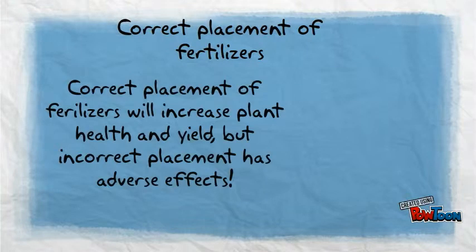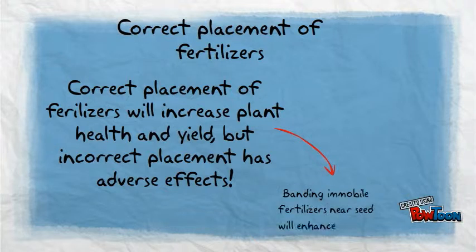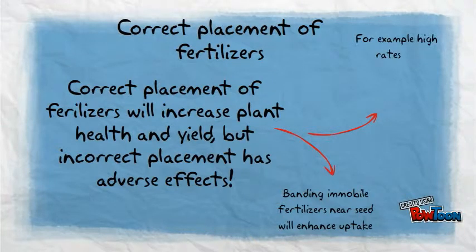Correct placement of fertilizers. Correct placement of fertilizer will increase plant health and yield, but incorrect placement has adverse effects. Banding immobile fertilizers near seed will enhance uptake. And for example, high rates of nitrogen in the wrong place can injure seed.